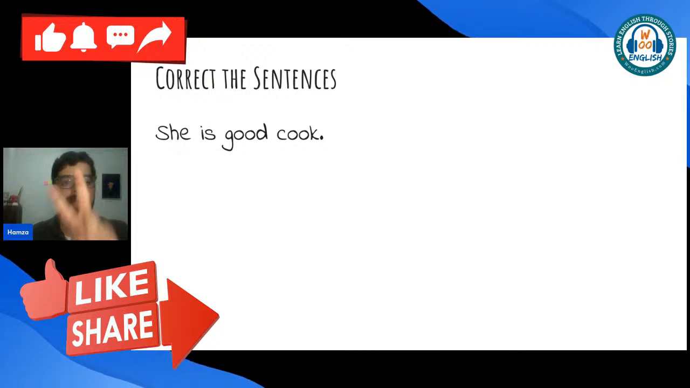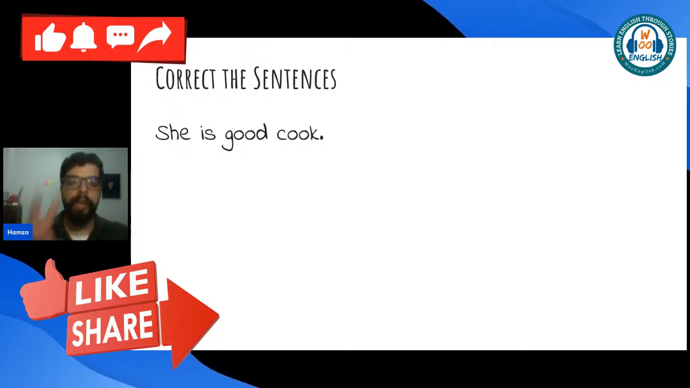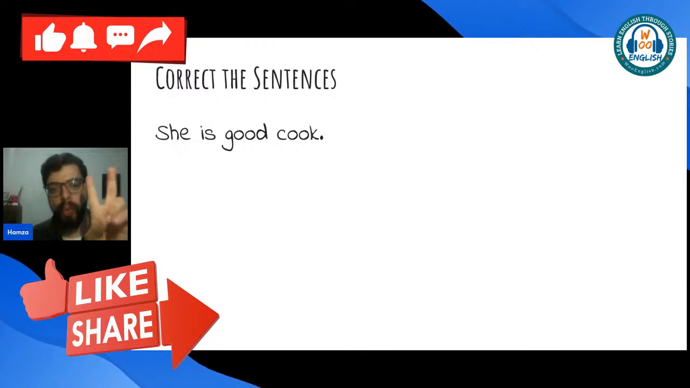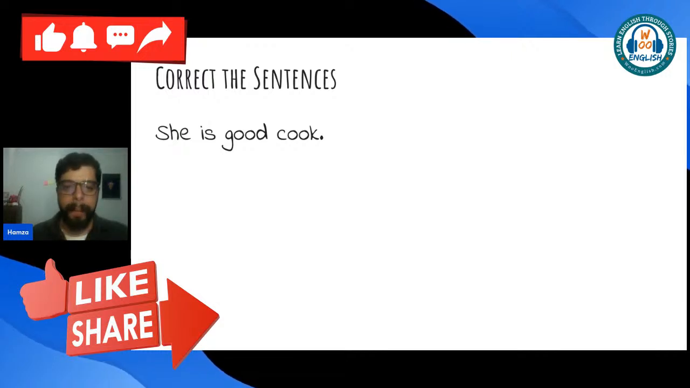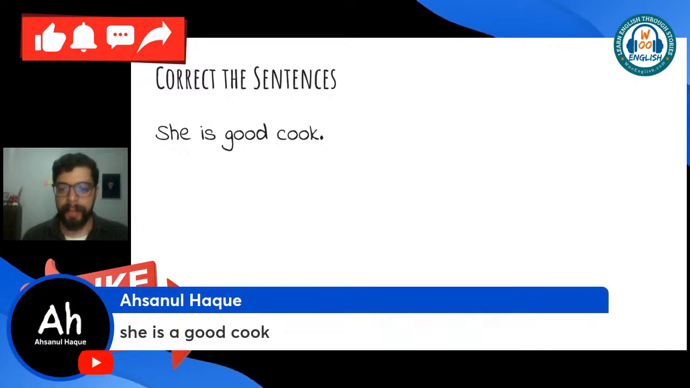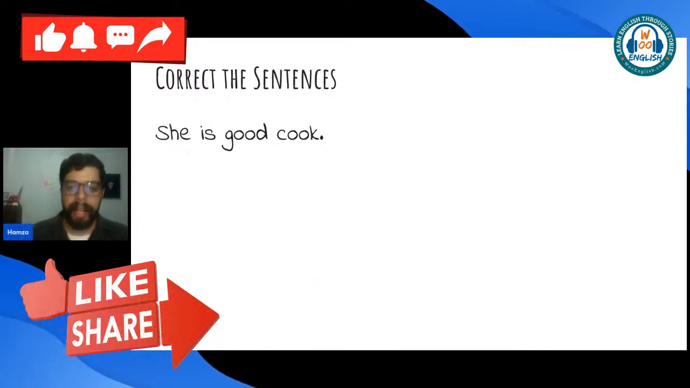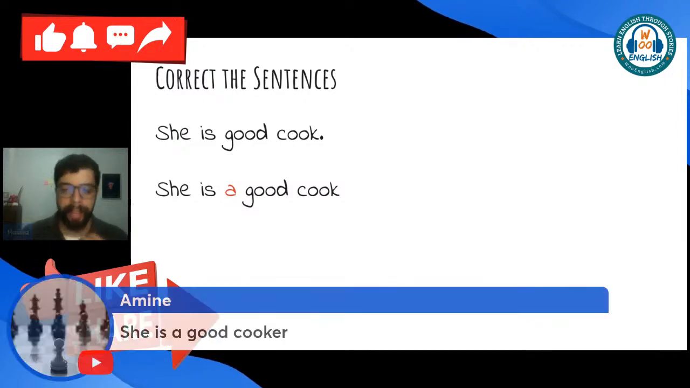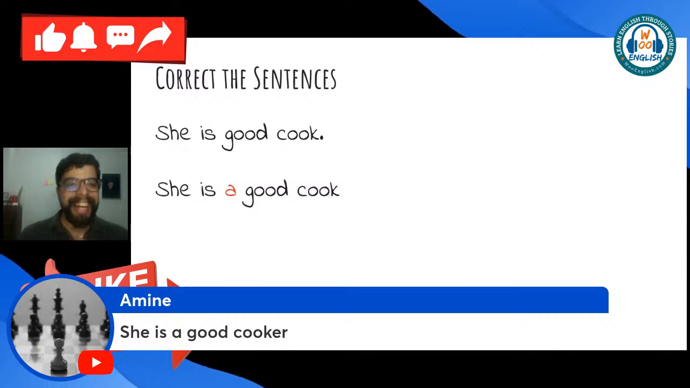So Amin, you fixed two problems actually. You fixed cooker and you fixed a. Those are two. Unfortunately, I can't share with you. Ahsanol says she is a good cook. Let's see the solution. She is a good cook. I mean, the first one is good. All right.